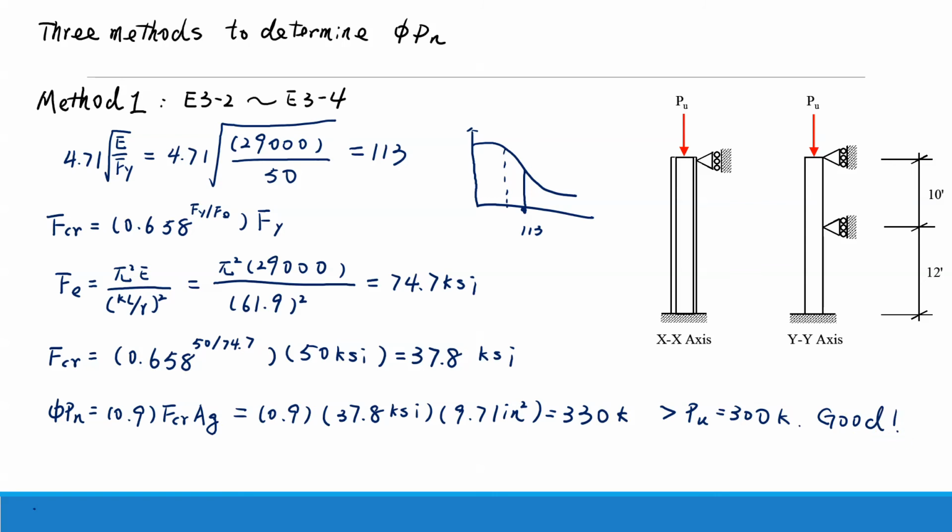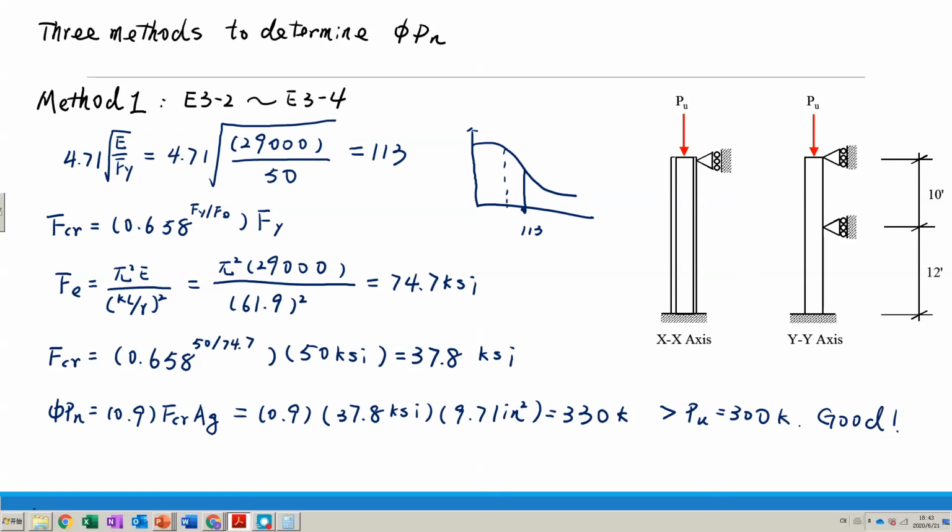Okay, so that's method one. We use the general equation, so it is applicable for any kind of shape. It applies to I shapes, HSS, any shape, as long as you can find your Fe, Fy, and the slenderness ratio. So it's a very general method.